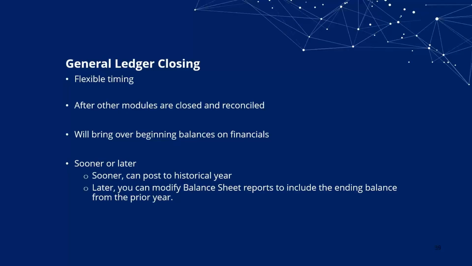Okay, so the general ledger closing is pretty flexible. You would want to do this after all other modules have been closed and reconciled, and this is what brings over the beginning balances on your financials. This can be done sooner or later. The sooner you do it, the sooner you can post to 2025 as a historical year. If you can't close the GL at the end of the year for whatever reason, you can modify your balance sheet reports to include that ending balance from the prior year.